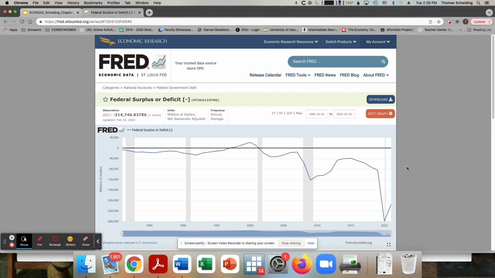If we look at this deficit, yeah, it looks pretty bad. This would be pretty bad. Yeah, these are historically high deficits that we had because of the pandemic.